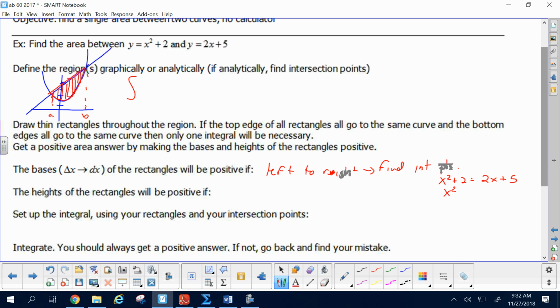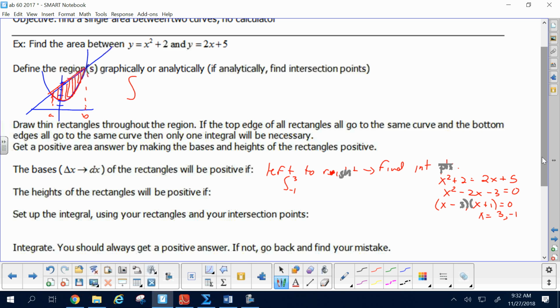If we move everything to one side, we get something like x squared minus 2x minus 3, if I'm not mistaken. How does it factor? x minus 3 and x plus 1. So your intersection points are 3 and negative 1. So right away, we know that the limits of integration need to go from negative 1, the lesser number, to positive 3, the upper number. And we're checking with our picture as we go to make sure we're not making any dumb mistakes.